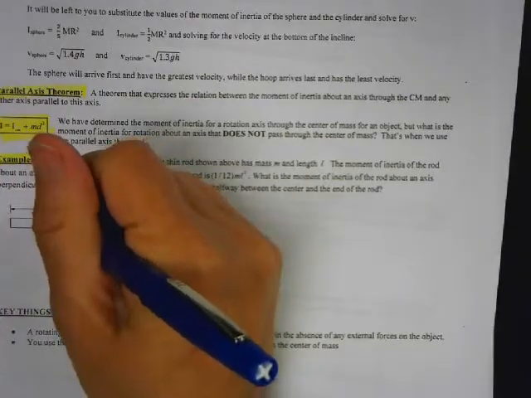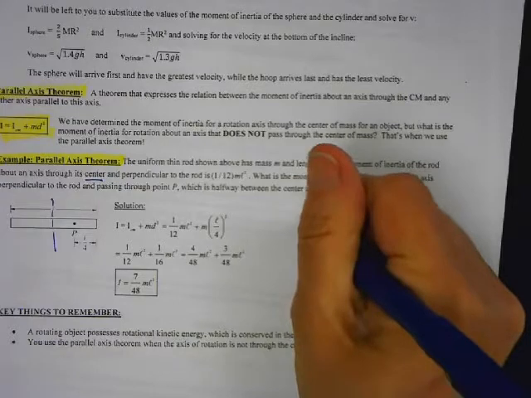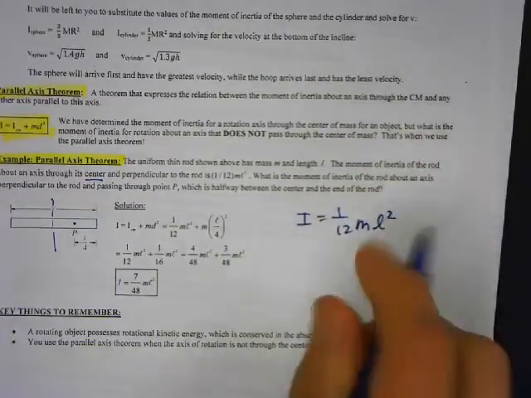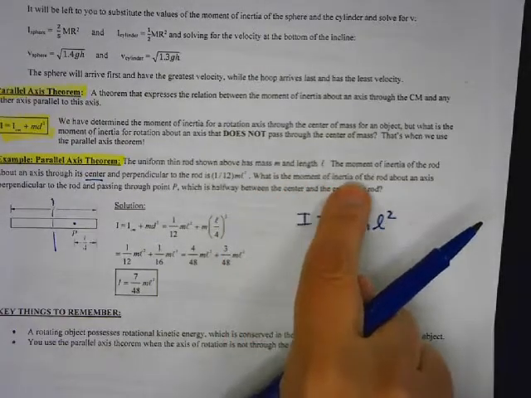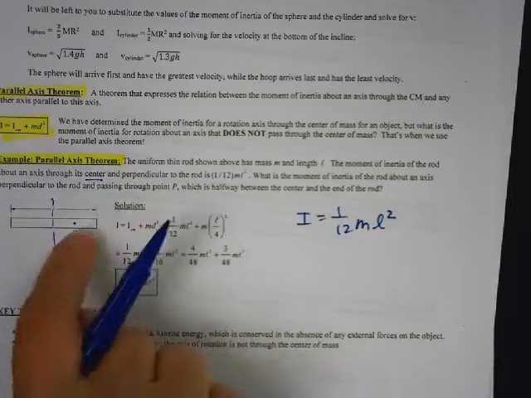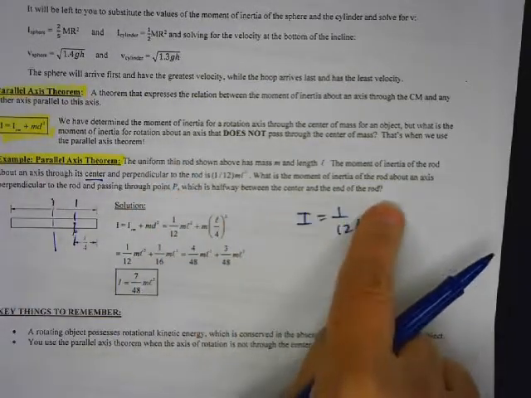So we know that the moment of inertia through the center is I equals 1/12 m L squared. Now it asks, what's the moment of inertia of the rod about an axis perpendicular to the rod and passing through point P here, which is halfway between the center and the end of the rod.